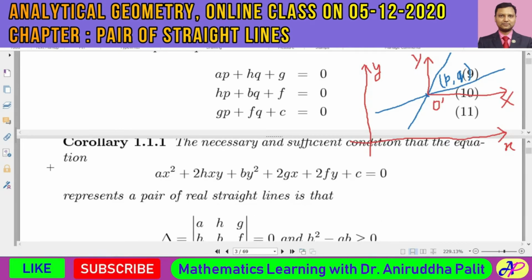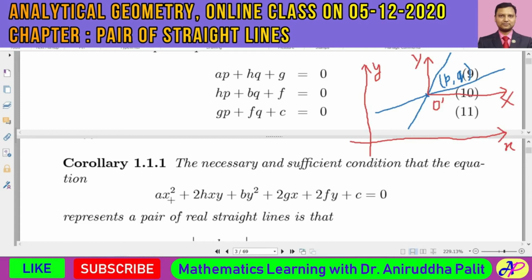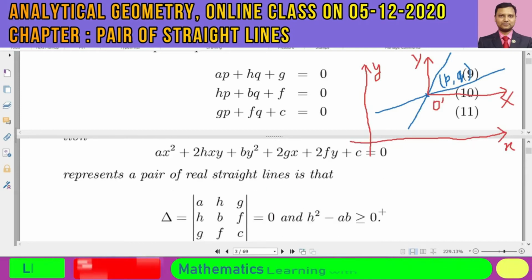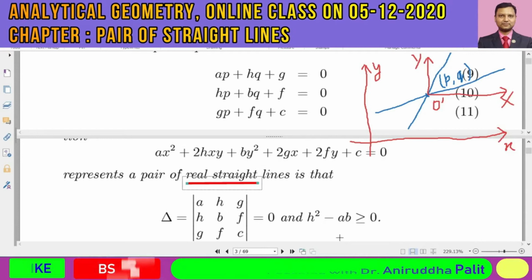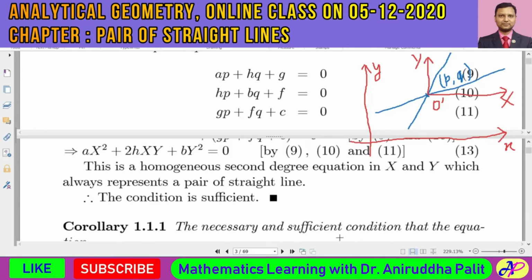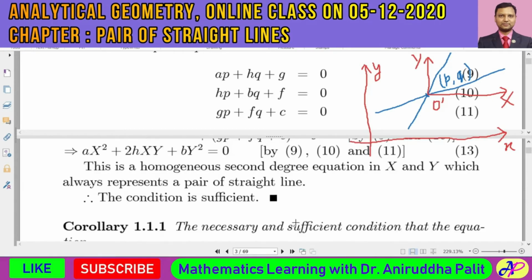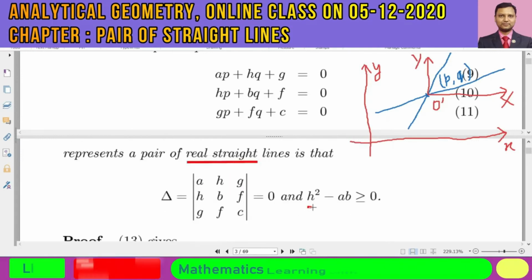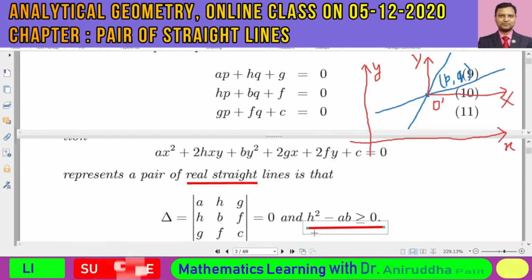Okay, and there is a corollary: a necessary and sufficient condition that this type of equation represents a pair of real straight lines. Sometimes the question comes in this manner, represents a pair of real straight lines. Then in that case you will further need to compute one or two more steps after equation number 13. How to show that these are real straight lines? The condition I told you is that h square minus ab is greater than or equal to 0, related to the homogeneous equation of second degree.